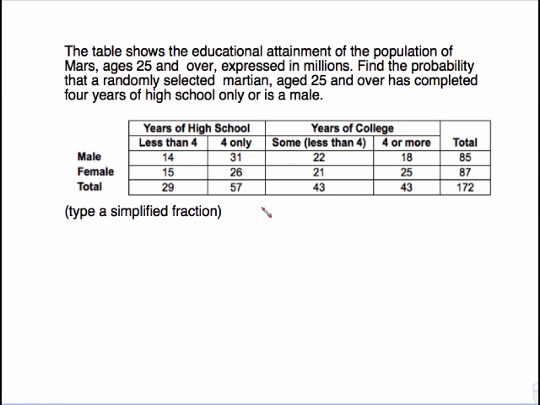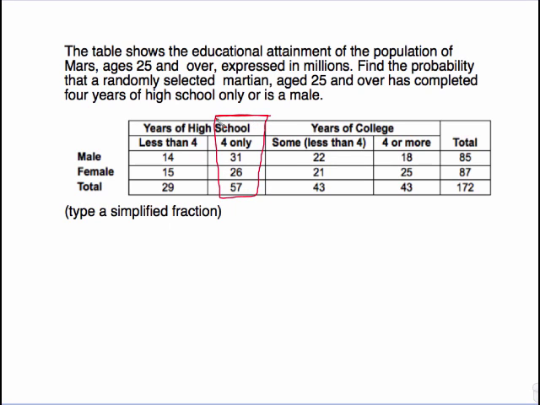Looking at a table now, it says the table shows the educational attainment of the population of Mars, ages 25 and over, expressed in millions. Find the probability that a randomly selected Martian, age 25 and over, has completed 4 years of high school only, or is a male. So 4 years of high school only is right here.